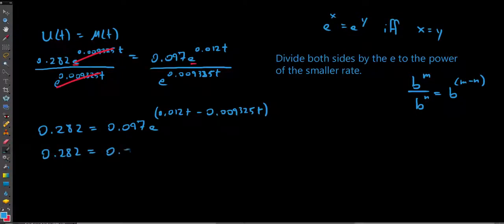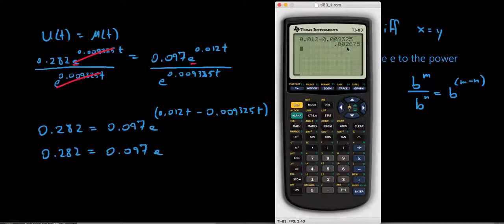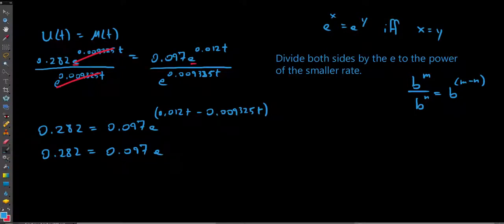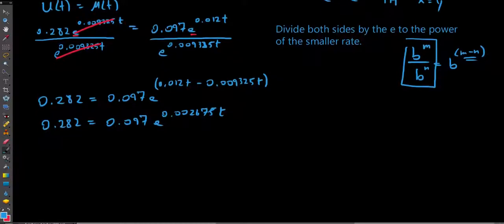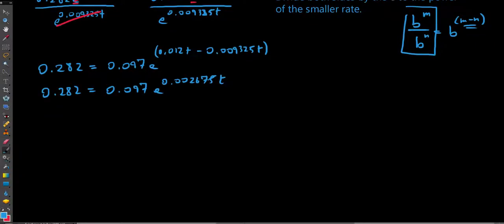0.282 equals 0.097 times e to the, let's look here, 0.002675t. And so in other words, now when we divided our e to the power of something by e to the power of something, we were really dividing two things with the same bases, which allowed us to subtract our exponents and write this as just a single base of e. And really the important thing there is just we're solving an exponential equation, which involves getting the base by itself.